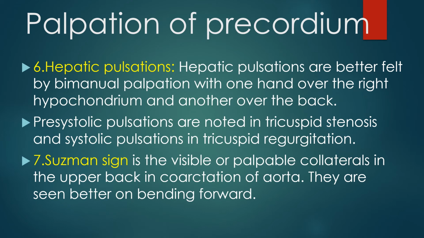Suzman sign is the visible or palpable collaterals in the upper back in coarctation of aorta. They are better seen on bending forwards.